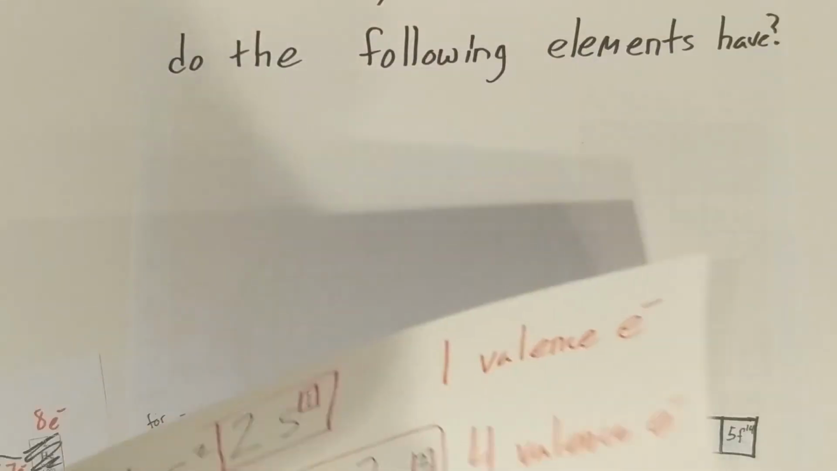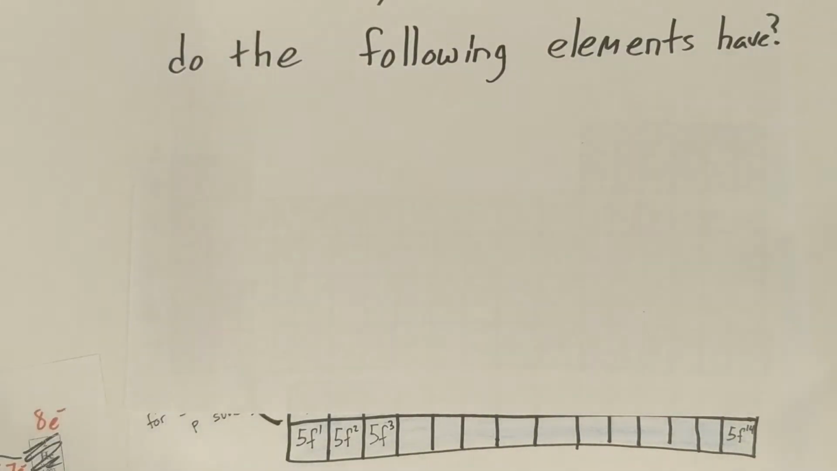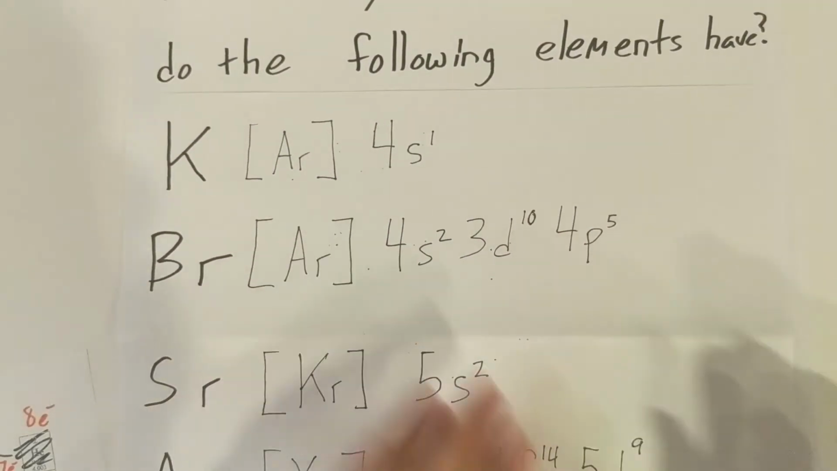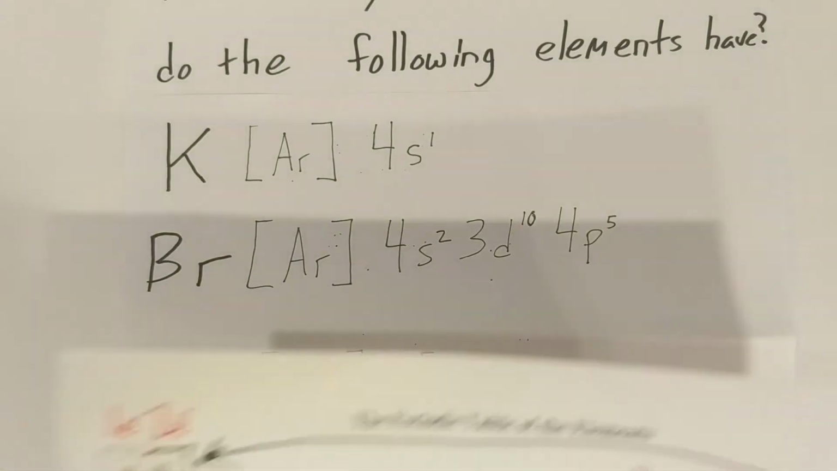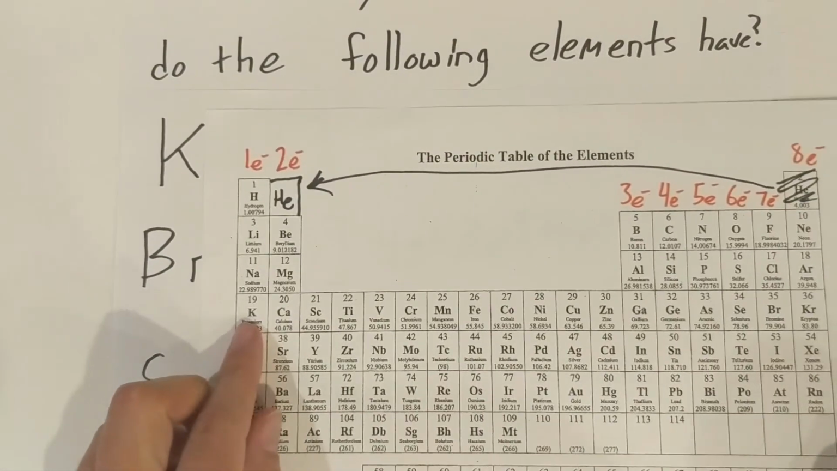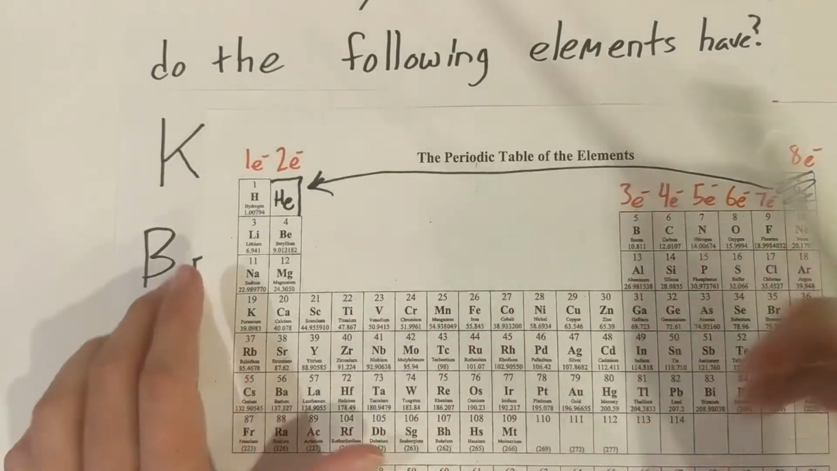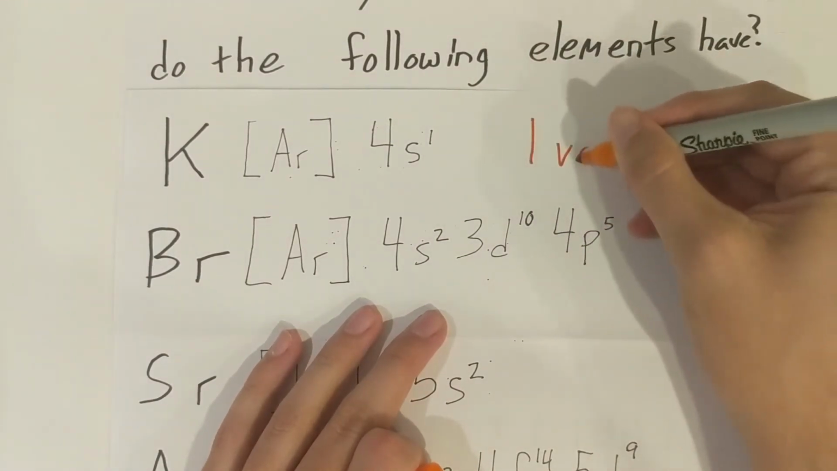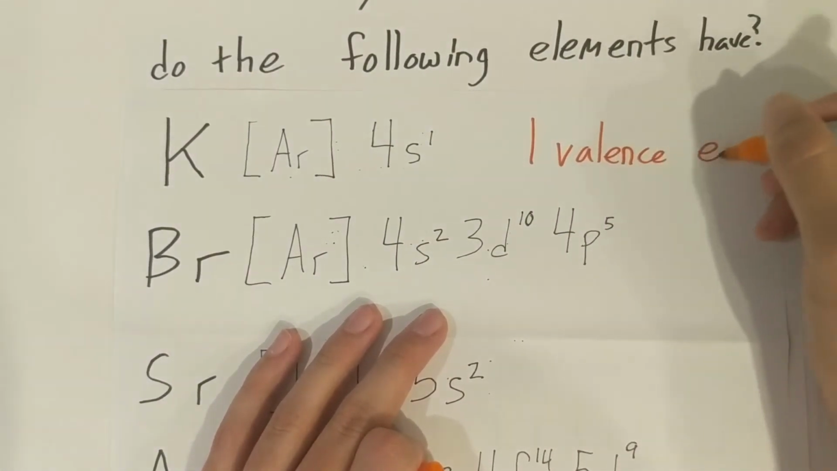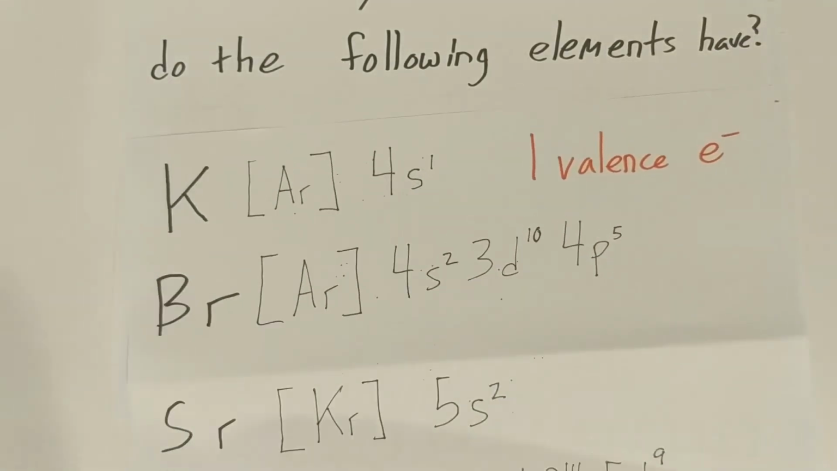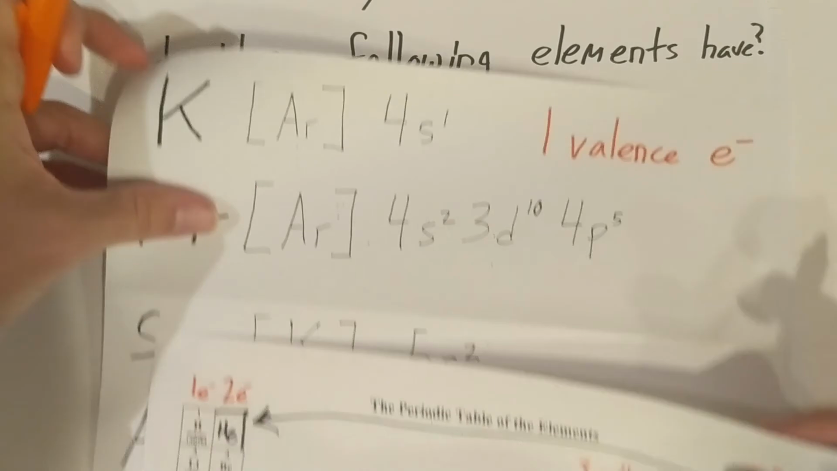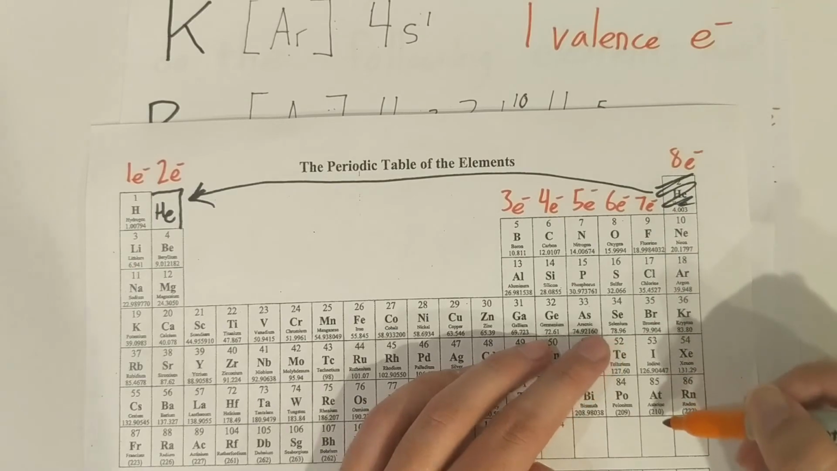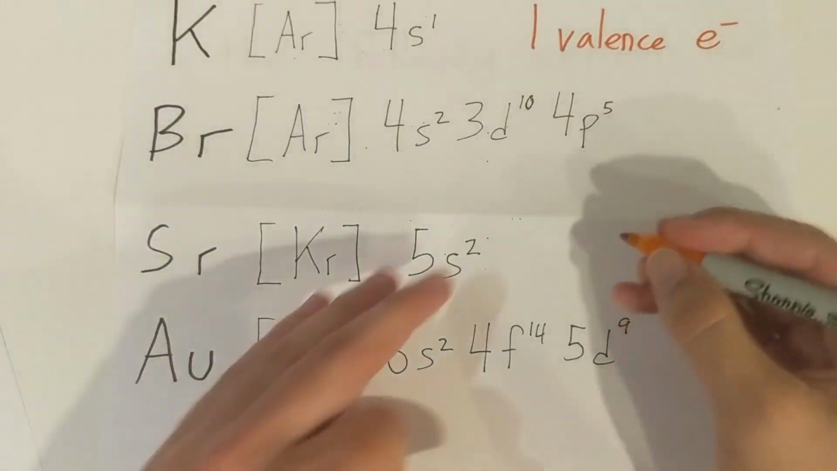So let's take a look at our other elements that we did. So we got potassium. So we take a look. Potassium's right here. Group 1, 1 valence electron. Take a look at bromine now. And bromine right here, group 17, 7 valence electrons.